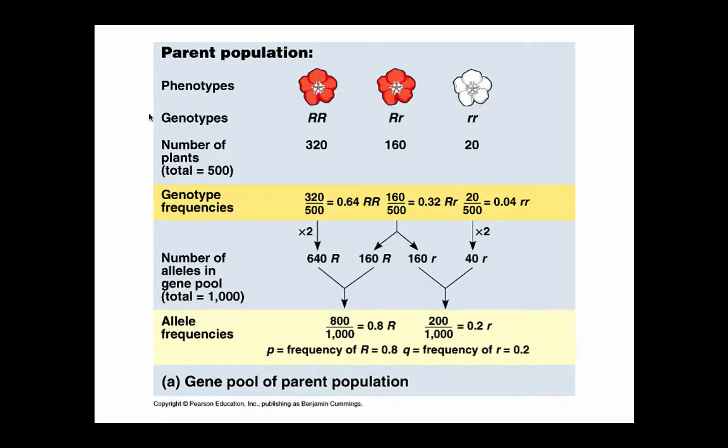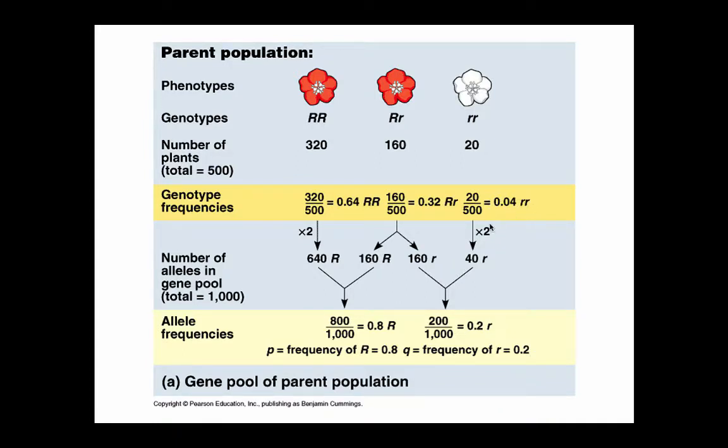Okay, so if we look at parent populations from maybe flower color, we have genotypes of big R being the dominant red color and little r being the recessive white color. We have 320 that are big R, 160 that are heterozygous, and 20 that are homozygous recessive. If we run these numbers, we can find the genotype frequencies for the homozygous dominant, the homozygous recessive, as well as the heterozygous. This 0.64 would be equal to p squared, the big R little r heterozygous would be equal to 2pq, and this 0.04 would be equivalent to q squared.